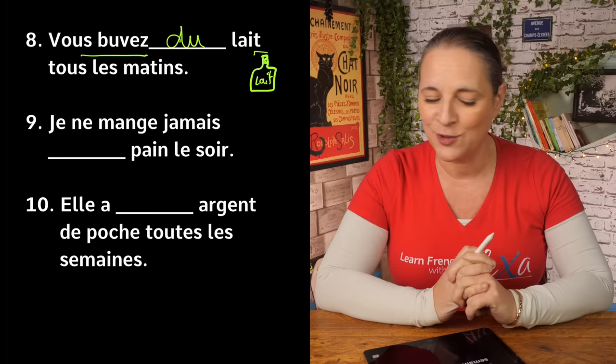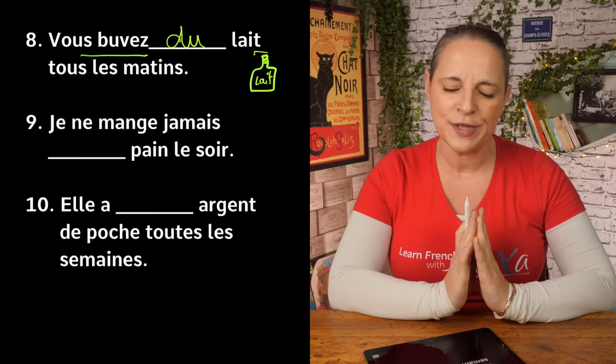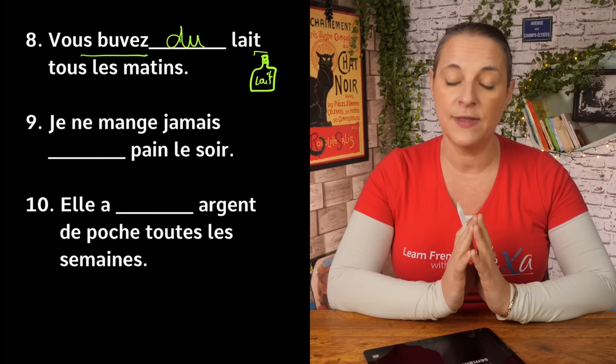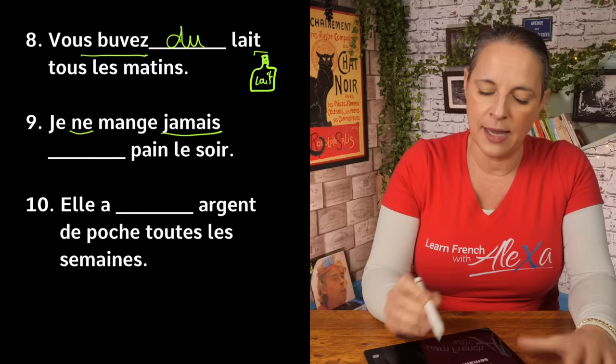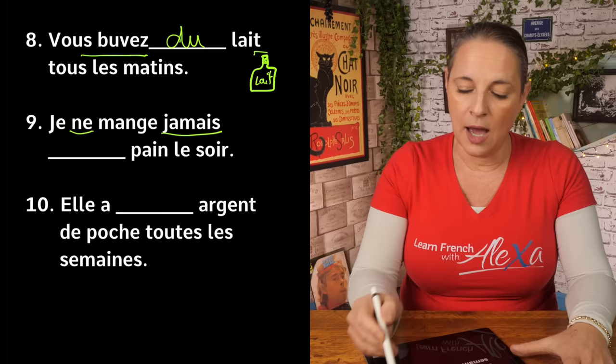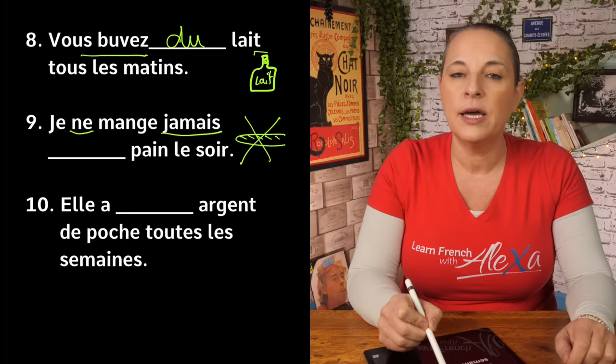Okay? Now, have a look at numéro 9. Oh, this one, I can see a negation. Can you see it? Je ne mange jamais, and then something, pain le soir. Okay, so we want to have a look at that. Ne jamais, never. And manger is to eat. So, I never eat bread. Okay, in the evening, le soir.